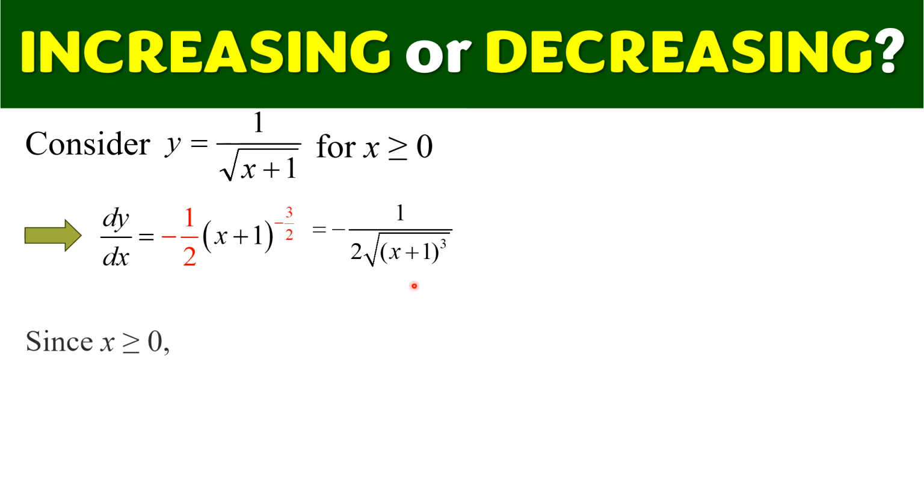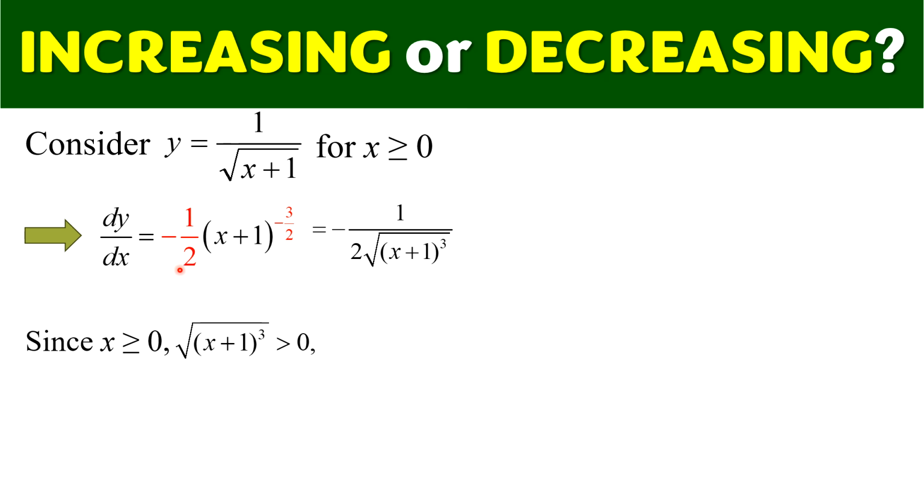So since x is greater or equal to 0, if we take a look at the denominator, we do know that for a fraction, the denominator cannot be equal to 0. Which means I do know that the denominator itself has to be greater than 0. Now with this, you take a look at the function.